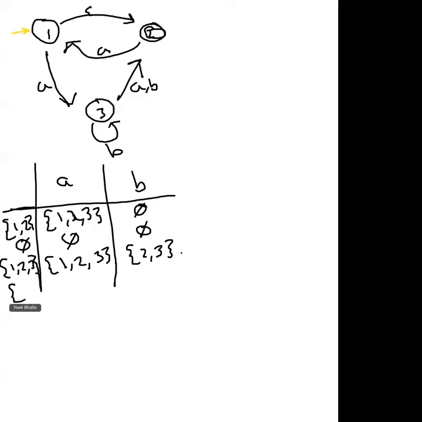Finally, for {2, 3}, if you read an A, it stays at 2, and we also get 1, but 1 also connects to 2 via epsilon. So it's {1, 2, 3}. And then for B, if you read a B from 2, you go nowhere. And if you read a B from 3, then you go to 2 or 3. So this also is {2, 3}.